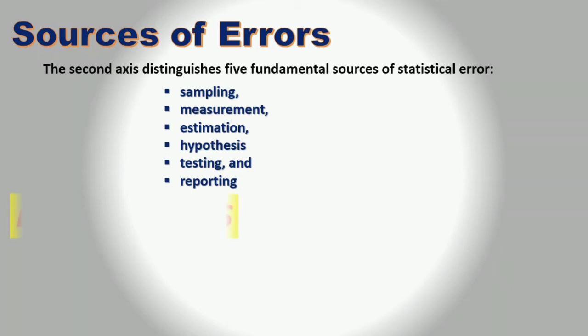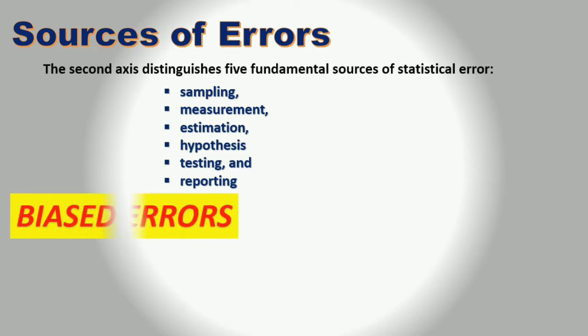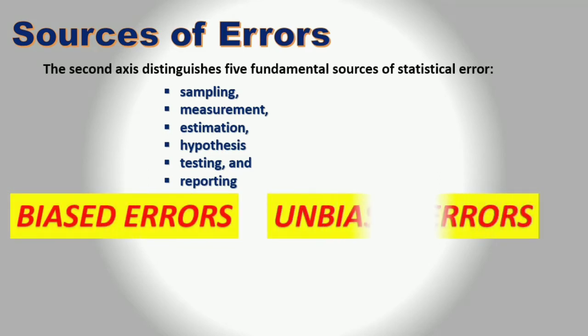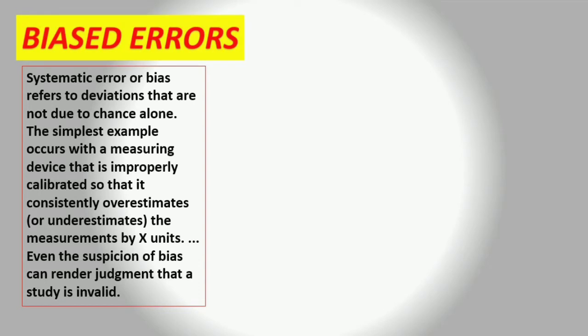The main sources of error are of two types, that is biased errors and unbiased errors. The biased error refers to deviations that are not due to chance alone. The simplest example occurs with a measuring device that is improperly calibrated so that it consistently overestimates or underestimates the measurement by X units. So even the suspicion of bias can render a judgment that a study is invalid. That is a biased error. It is also known as systematic error.